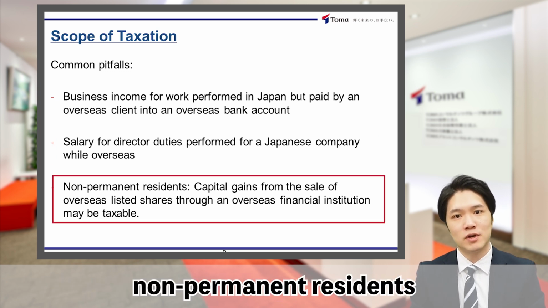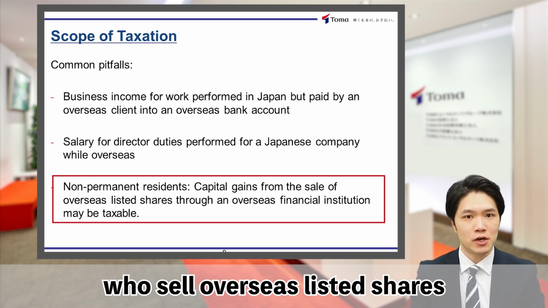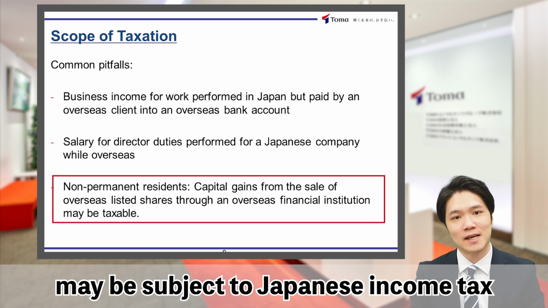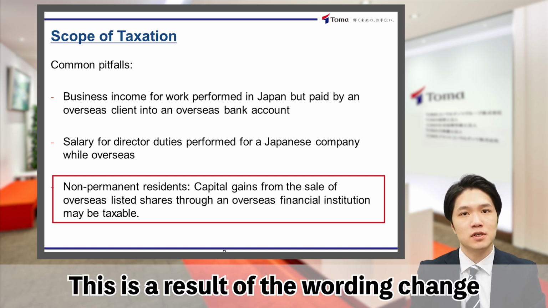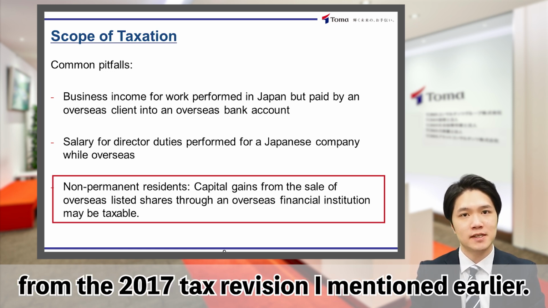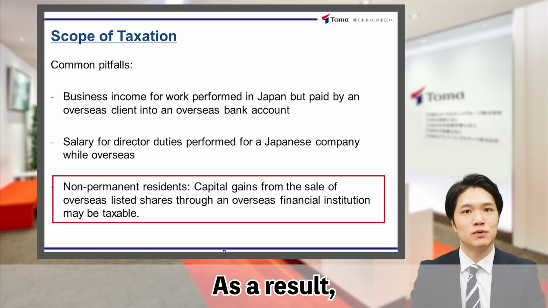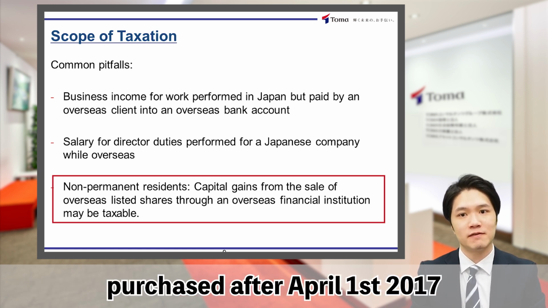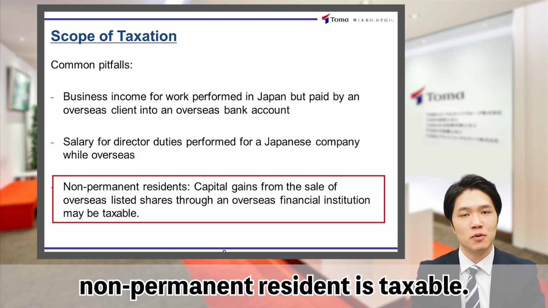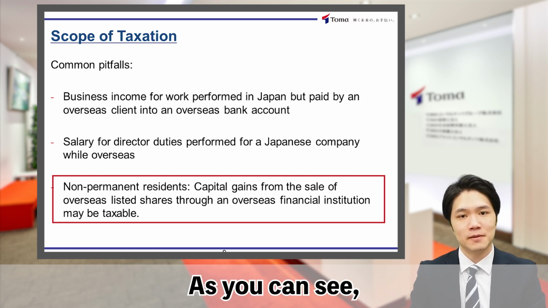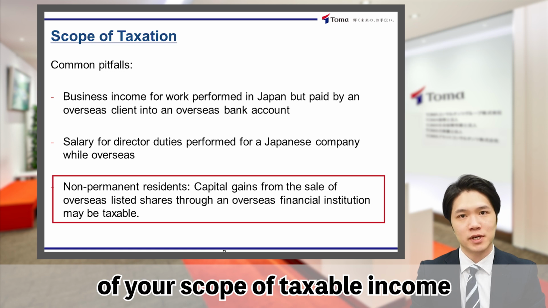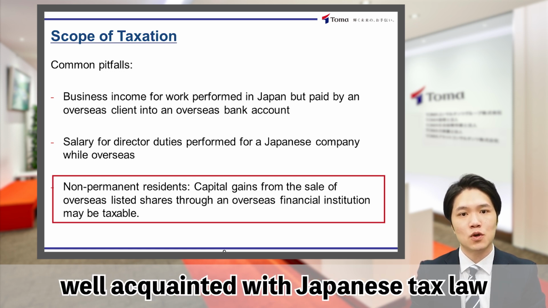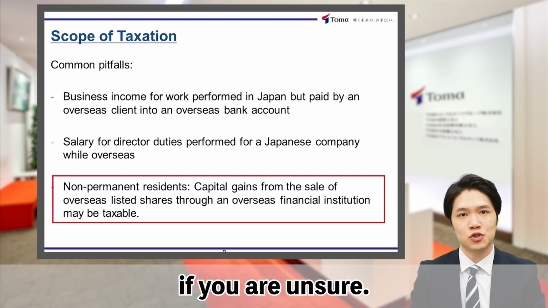Finally, non-permanent residents who sell overseas listed shares through an overseas financial institution may be subject to Japanese income tax on their capital gains. This is a result of the wording change from the 2017 tax revision I mentioned earlier. As a result, capital gains from listed shares purchased after April 1st, 2017, and during the period as non-permanent resident is taxable. As you can see, the determination of your scope of taxable income can become quite nuanced, so we suggest consulting a tax accountant well acquainted with Japanese tax law if you are unsure.